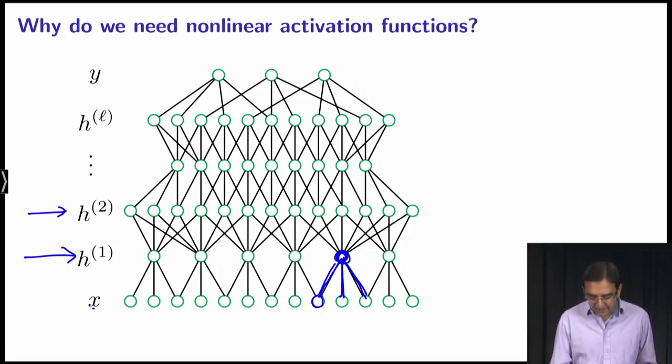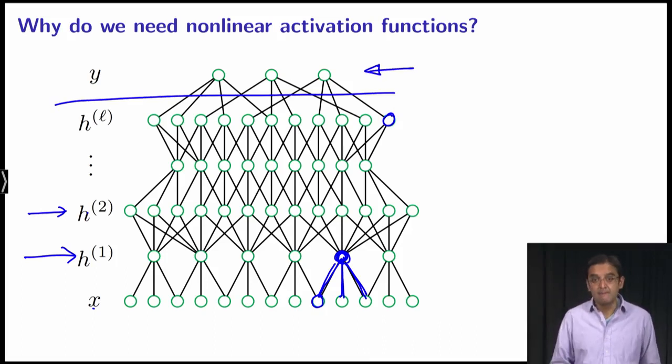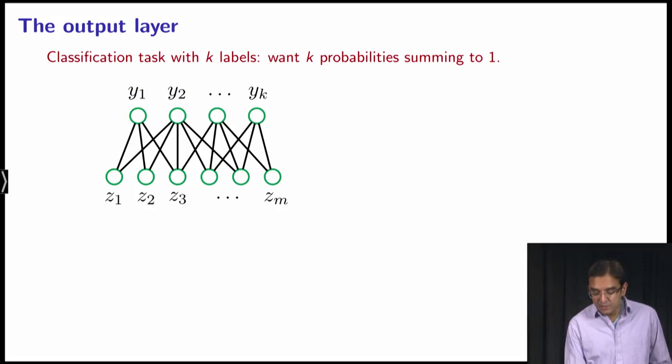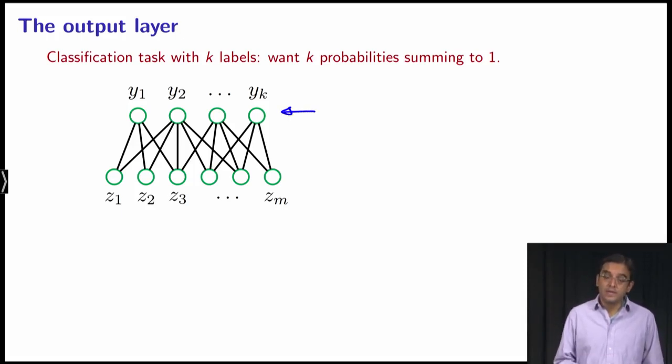Okay, so we've seen how to obtain values at all of the hidden layers, but what happens at the output layer? How are those values obtained? So for concreteness, let's say that what we're trying to solve is a classification problem in which there are k possible labels. In that case, we would most likely have k units in the output layer, y1 through yk, one unit corresponding to each possible label.